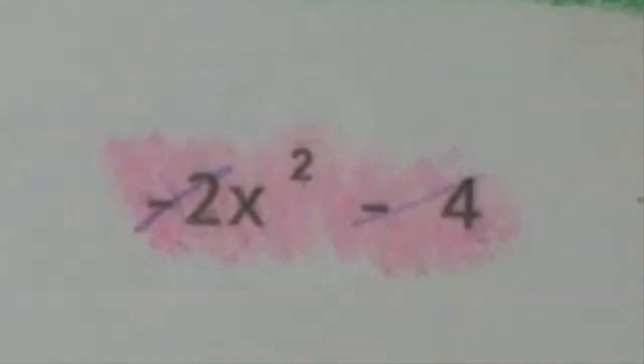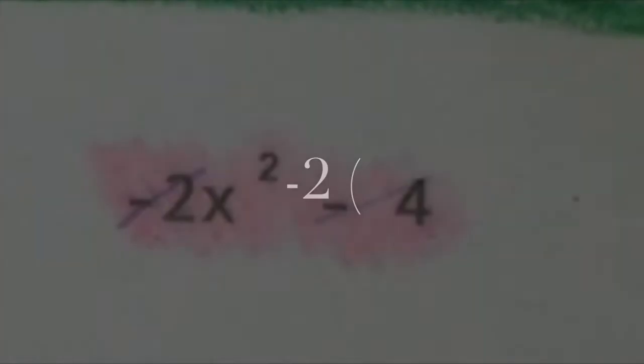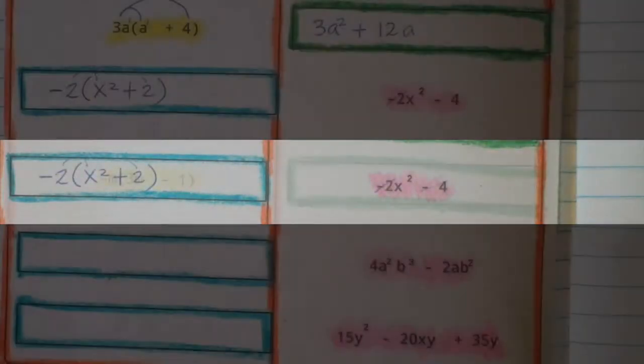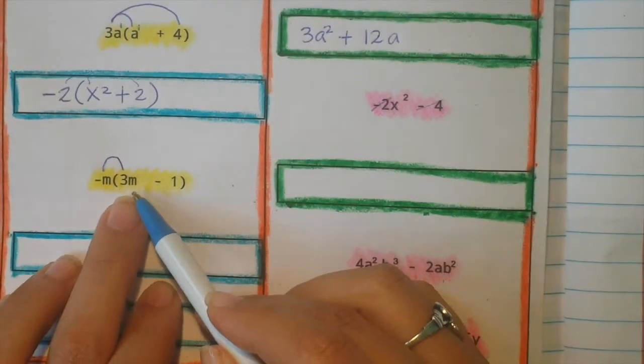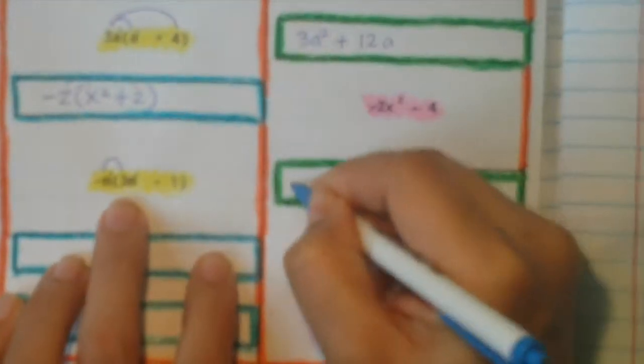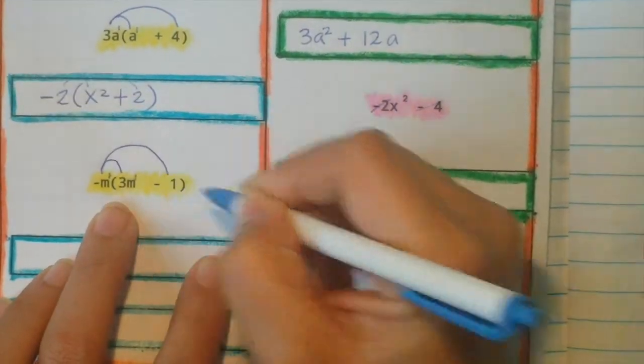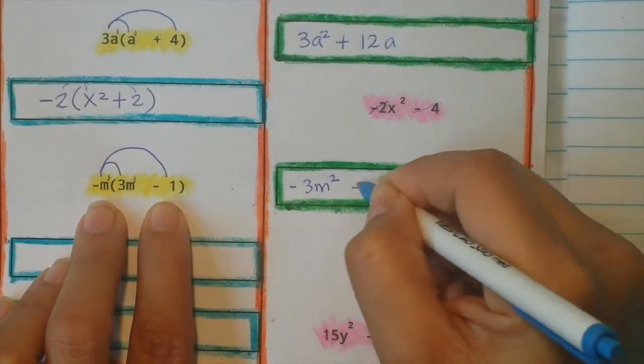I can take out 2. So now I have negative 2 outside the house. And then what do I have left inside the house if I take out negative 2? So I have x squared plus 2. And then you can check to make sure that if you get back in the house, you get the same answer. Alright, here's another getting in the house with the exponents, negative 3m squared. Negative and negative is a positive, so positive m.